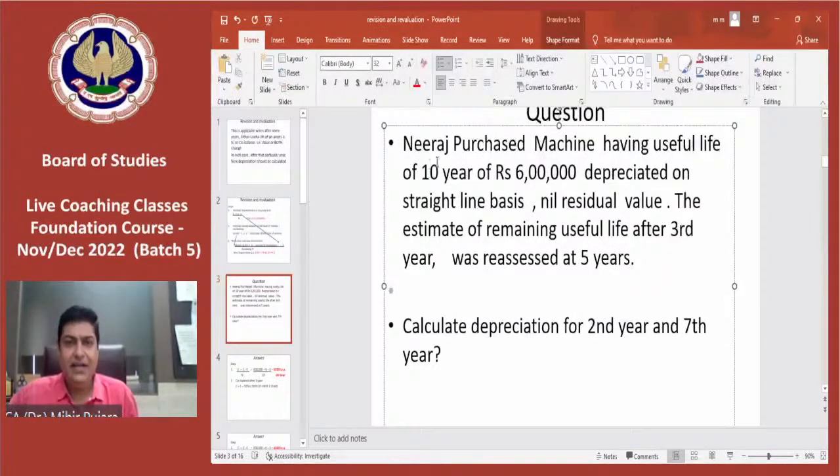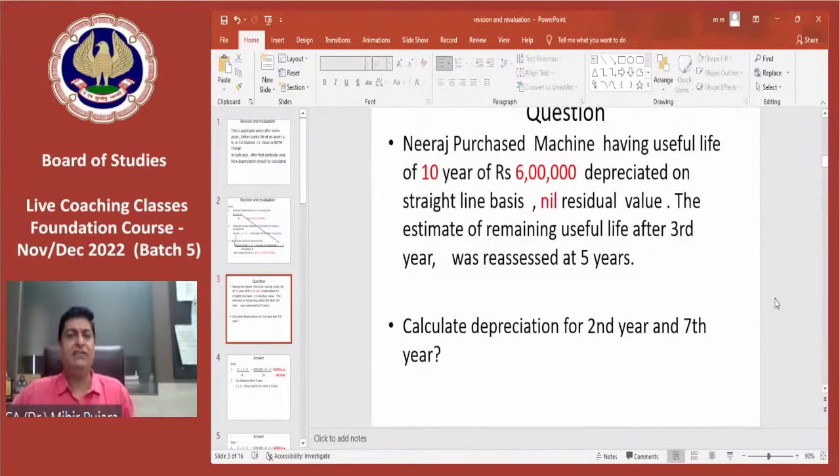So now, guys, tell me, what is this 10 years? What is this 6 lakh? What is this nil? These are 3 important points. What is the meaning of each of these things? Answer me, guys. Be fast.